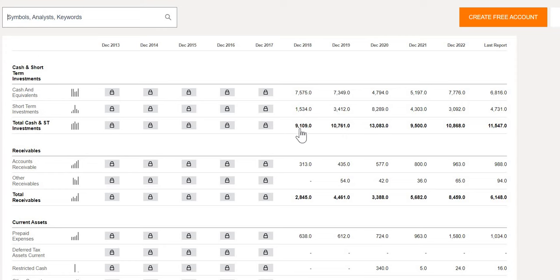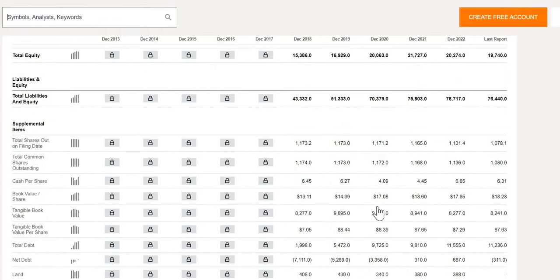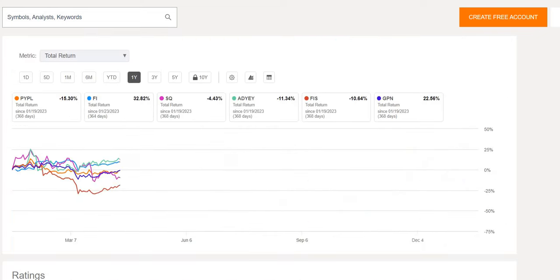Total cash versus total debt, well, we can see here $9.1 billion of cash in 2018, $11.5 billion in their latest quarterly report, so they have increased their cash position over the last 5 years. Total debt numerically and directionally, well, we can see it has gone from $2 billion to $11 billion, so it has more than 5 times increased. Something to keep an eye on and something we will discuss when we look at the net debt to EBITDA metrics.